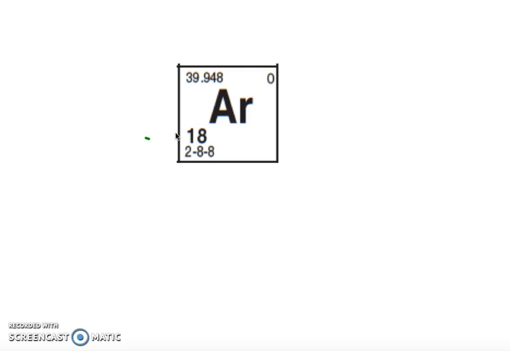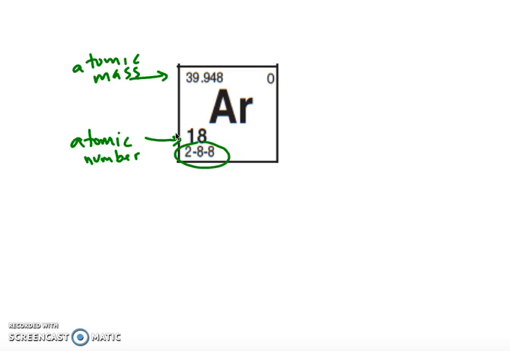We know that this number 18 right here represents the atomic number, which is the number of protons in the nucleus. We know that this number up here is the atomic mass, which is the weighted average of all the isotopes of this particular element, argon. And then we have this number down here, which represents the electron configuration.